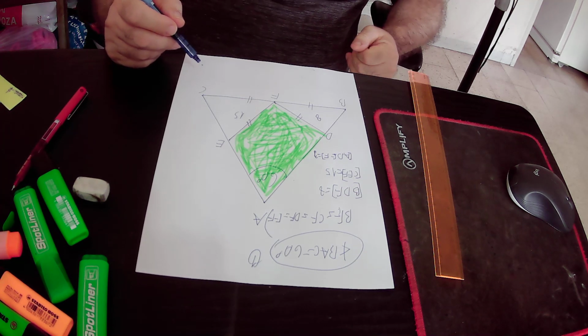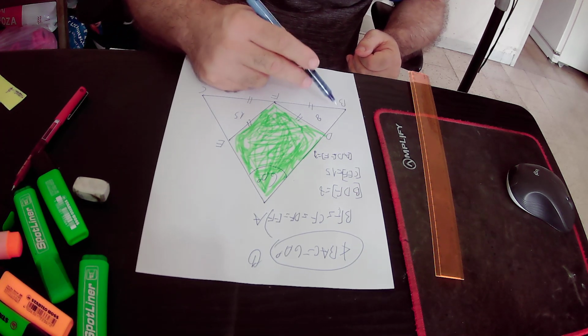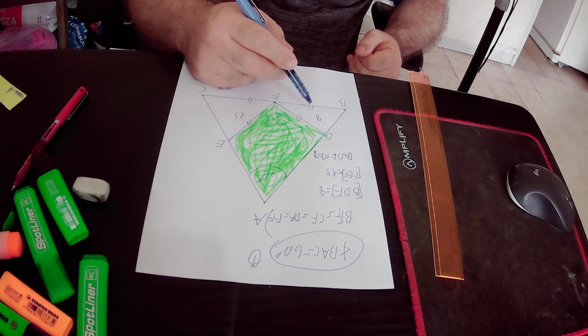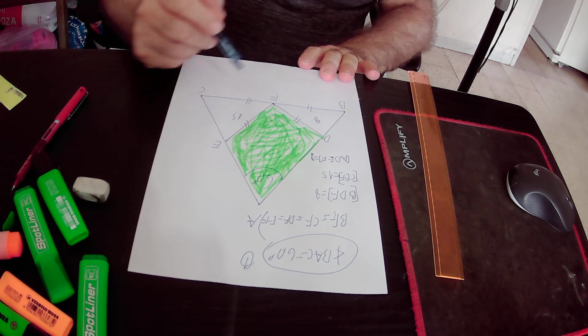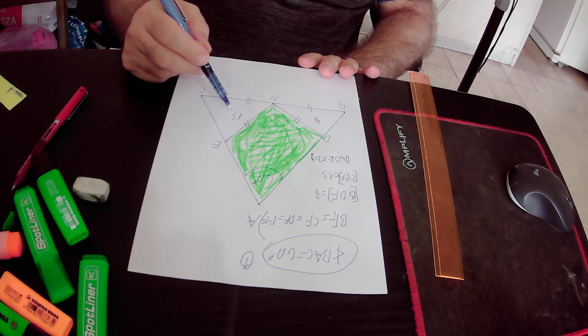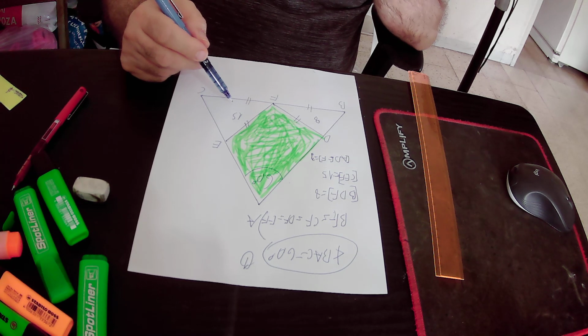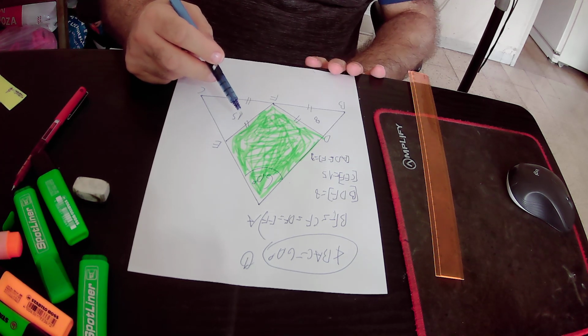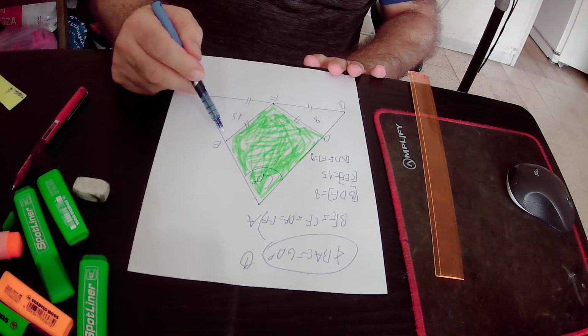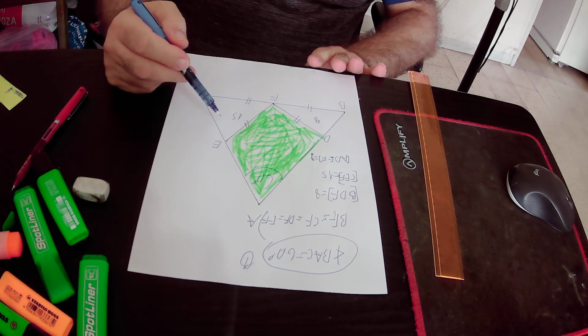also know that the area of triangle BDF, this triangle, equals 8 square units, and the area of triangle EFC equals 15 square units. And we want to find out the area of the green shape, actually the area of the quadrilateral ADFEC.